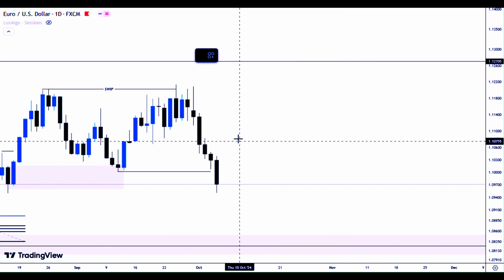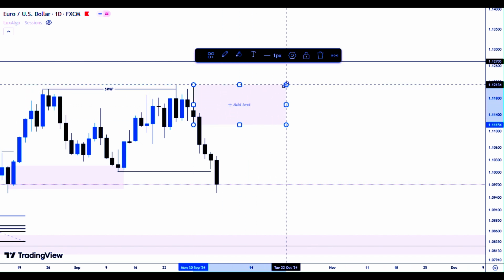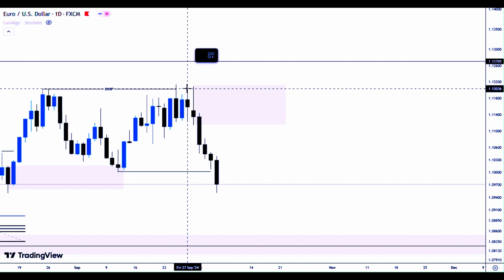The supply zone that I have right now is this one. This is the first supply zone that I have. Why am I choosing this supply zone? I'm choosing this supply zone because this candlestick was able to sweep the liquidity of that candlestick that I'm marking.